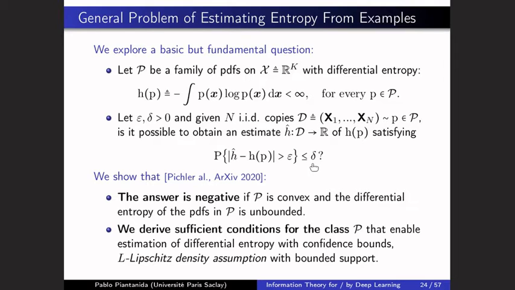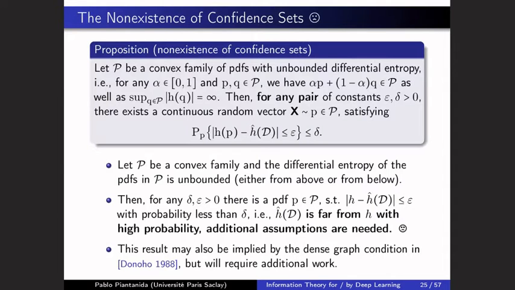And the answer was negative. It's not possible in general. For any class P of convex distributions with perhaps unbounded entropies, either infinity or minus infinity, it's not possible to come up with those estimators. So here we basically set this up in the form of a proposition.